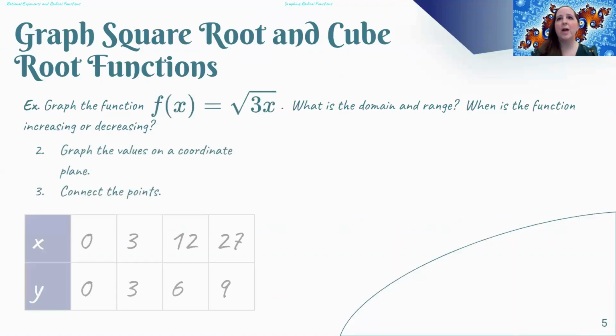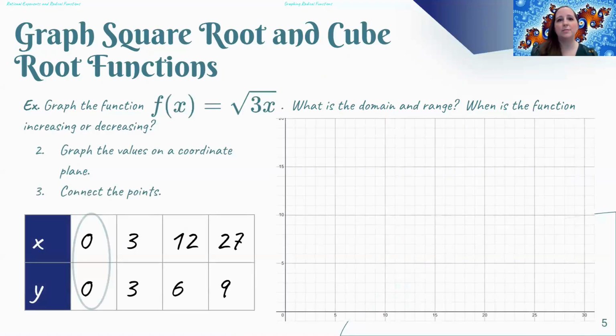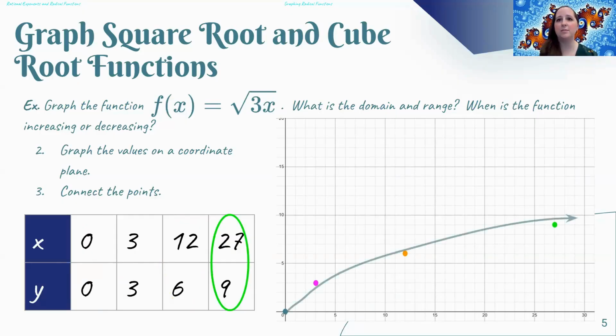Then I'm going to go ahead and graph those points. So I'm going to graph 0, 0 first, then 3, 3, 12, 6, and 27, 9. Okay. And then I'm just going to connect those points.